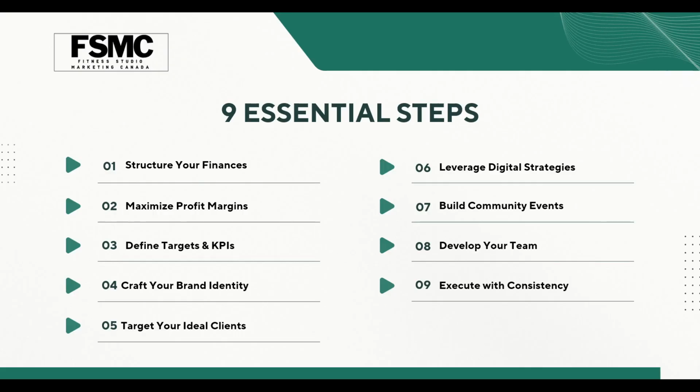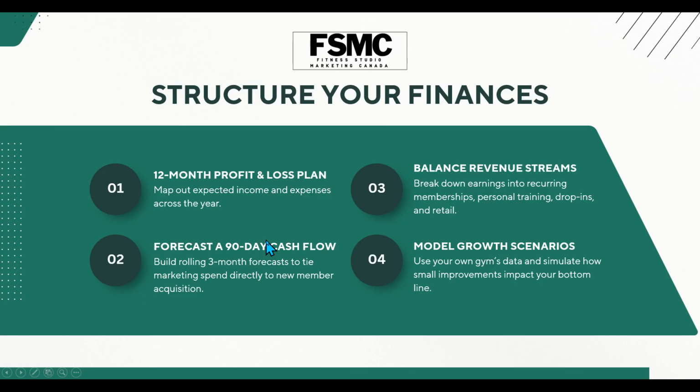Today I just want to talk about nine essential steps in your gym marketing plan. And those steps are: number one, structure your finances, maximize your profit margins, define your target and KPIs, craft your brand identity, target your ideal clients, leverage digital strategies, build community events, develop your team, and execute with consistency. If you don't know what any of those means, then I suggest that you stick around and watch the whole video.